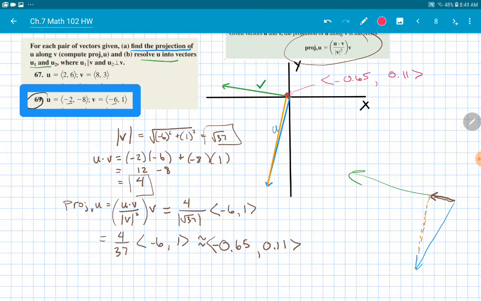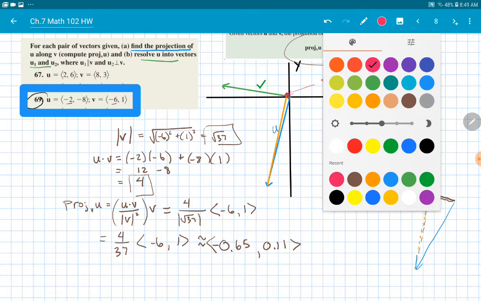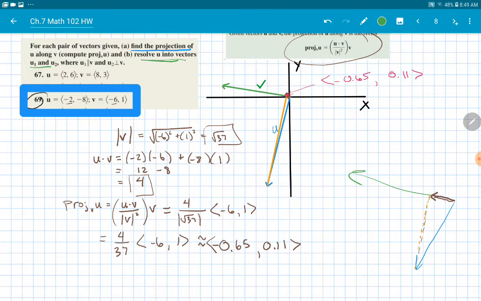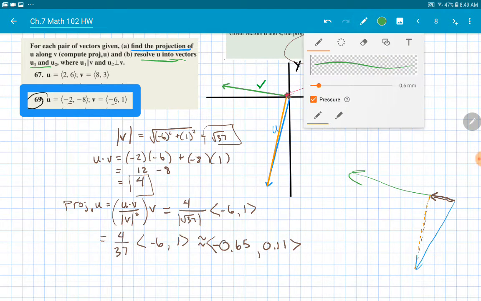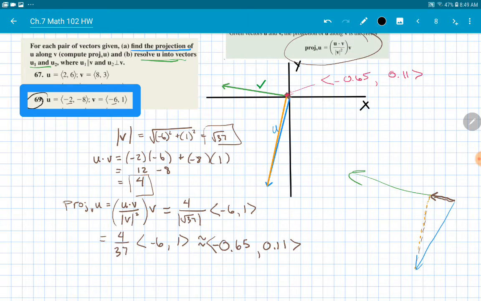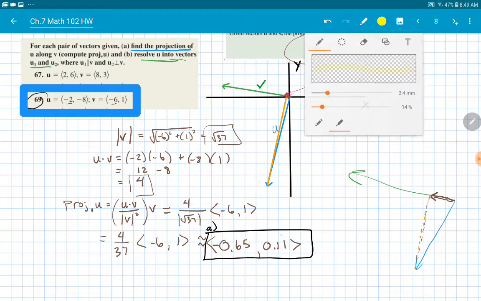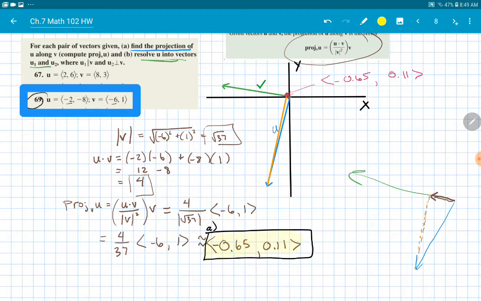Okay, and now moving on to part B. Actually, I want to highlight part A, sorry. Let's do A. So here's my answer for part A. So that is that little brown vector, which is the projection of U along the direction of V. Okay. Now moving on to part B.